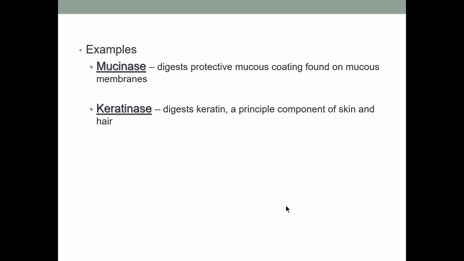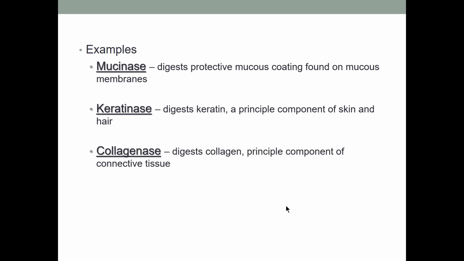Keratinase. Keratin is a natural protective barrier, very often found on the outer layers of the skin, part of the epidermis. And this is part of the way that the outer layer of the skin is protective. And here you have an enzyme that breaks that down. Collagen is similar. Collagen is a key building component in the body's skin. Collagenase is an enzyme that breaks that down.